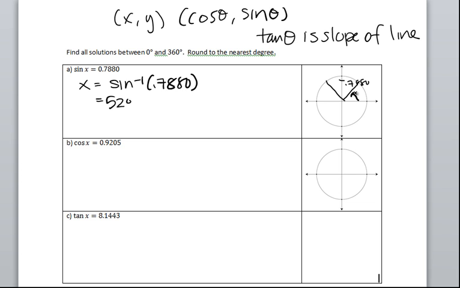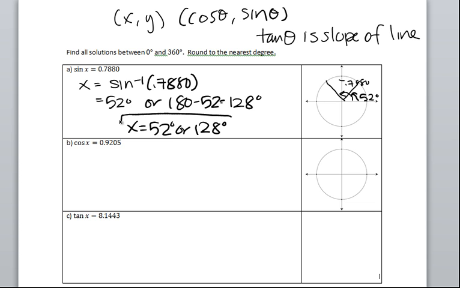Well, this right here is 52 degrees, but I know that that's not my only answer. My other answer is 180 minus 52 to get the obtuse one, and that's by looking at the picture, which is 128 degrees. So x is equal to 52 or 128, and I should put the little degree marks here.